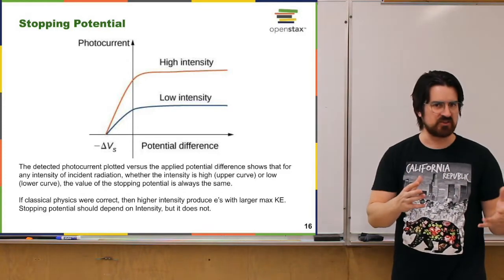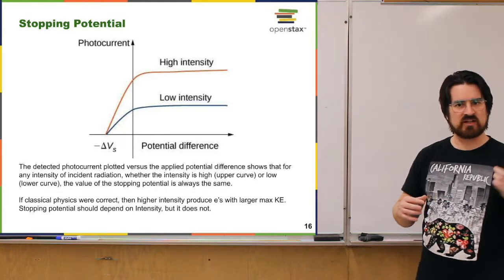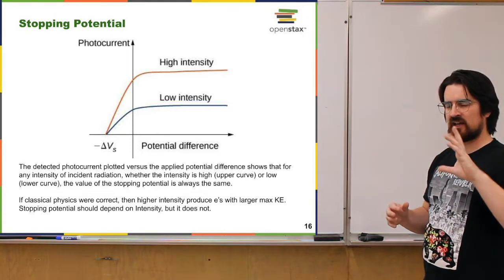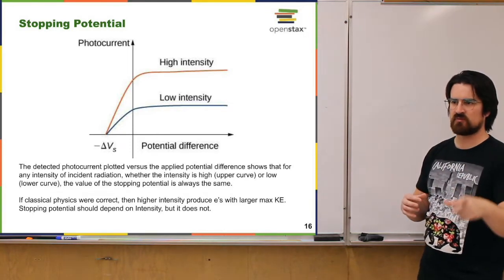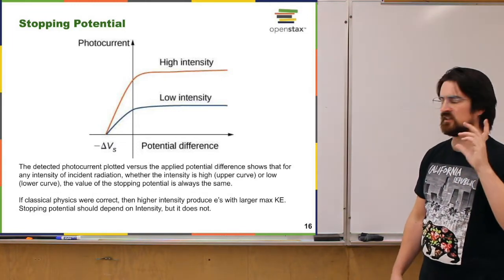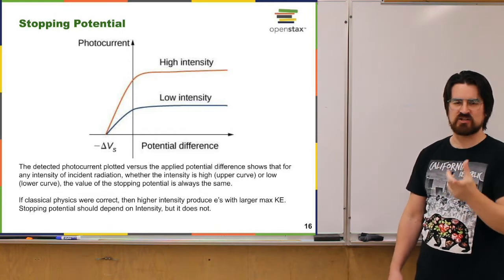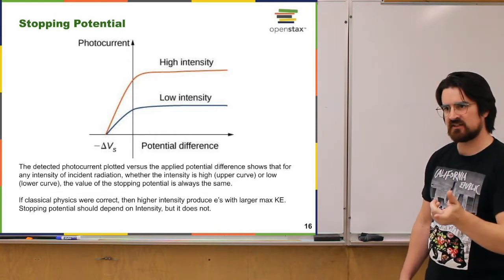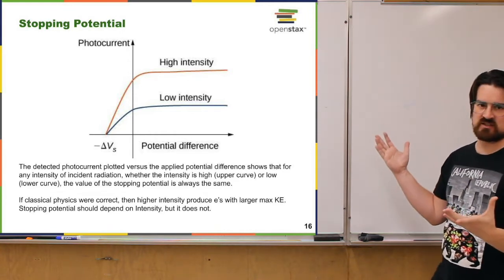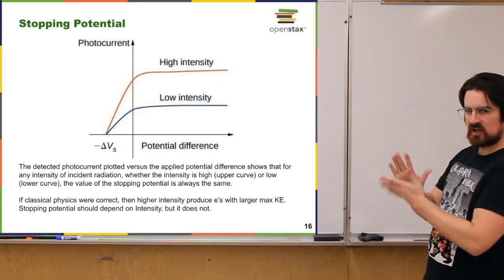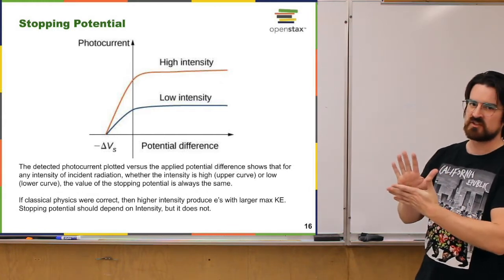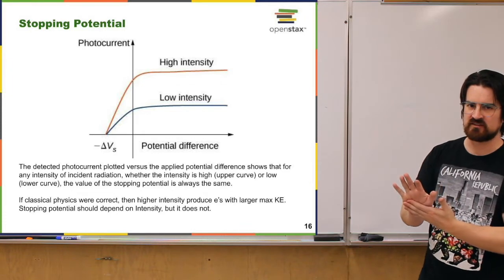The problem that people had, though, was for classical waves, the energy that you're giving to those electrons, remember, should be proportional just to the intensity of that light. So the maximum kinetic energy that an electron would get is also just proportional to the intensity. Meaning, this stopping potential should definitely depend on the intensity of the light.